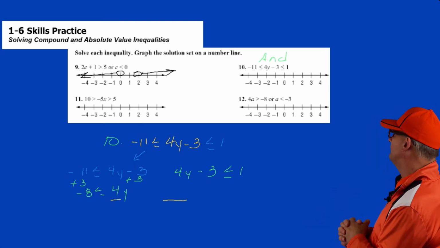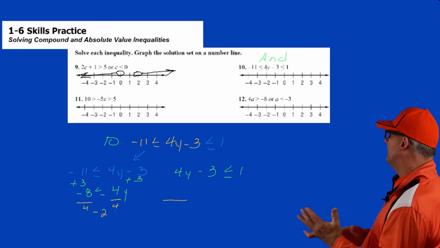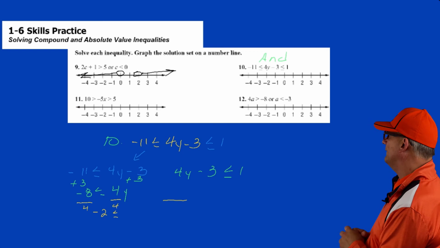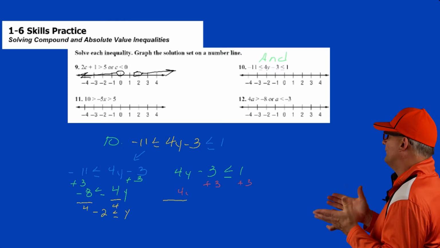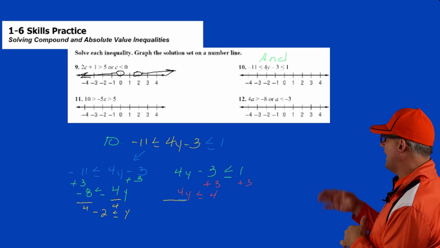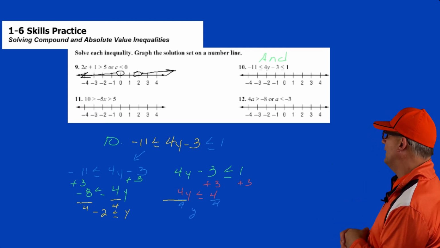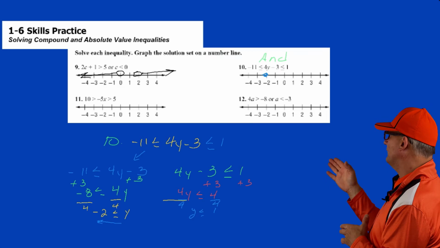So we solve them both the same way, taking the inverses of each, and in the end, when we add 3, we have 4y less than or equal to 0, and then we divide by 4, we still get 0. The second half of that, we add 3 to both sides, you get 4, divide by 4, you're going to get y less than or equal to 1. Okay, so now we're going to graph this. So let's look at the first graph.